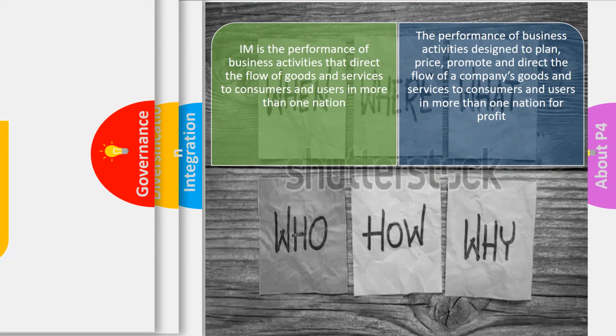The performance of business activities designed to plan, price, promote, and direct the flow of the company's goods and services to consumers and users in more than one nation for profit. So here now we've got elements of the marketing mix: product, price, place, promotion. The extended marketing mix being people, process, and physical evidence. And then it's talking about more than one nation, and then it's adding in for the purpose of profit. Because with the private sector, obviously, the private sector are going to want to make a profit.